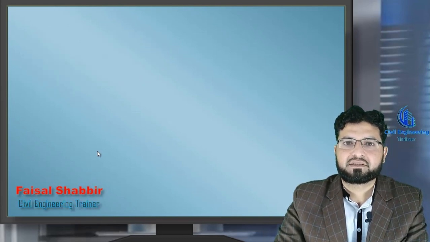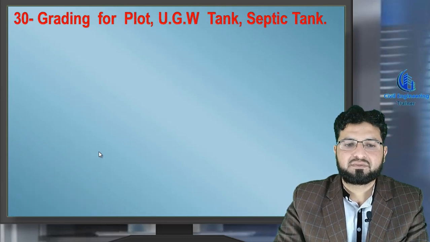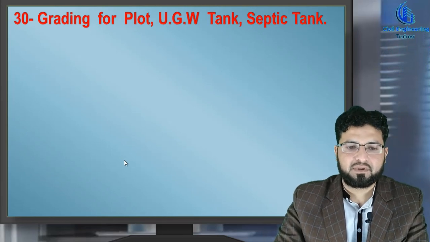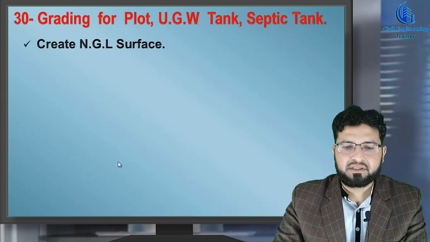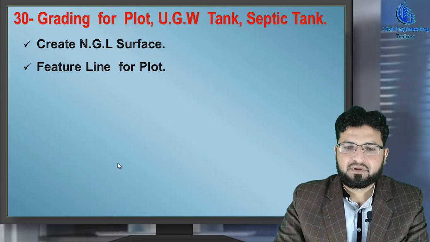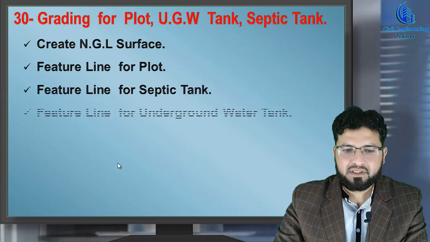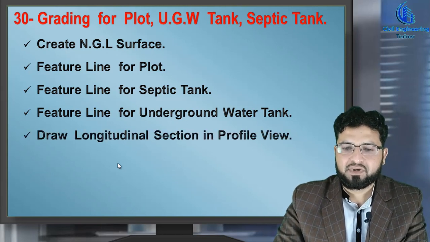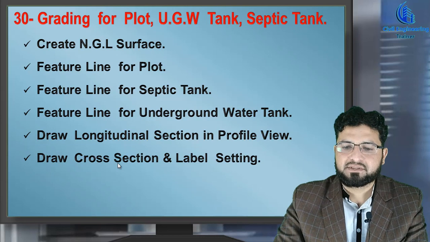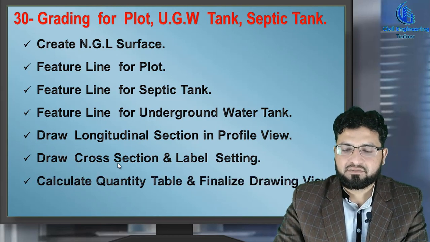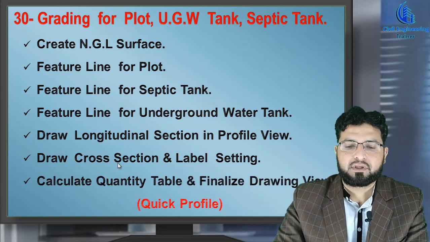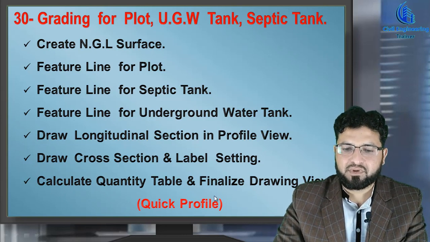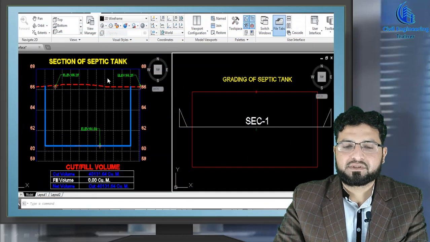Today we are starting another lecture of Autodesk Civil 3D. In this lecture we will discuss grading for a plot, an underground water tank and a septic tank. Our subtopics are: create NGL surface, feature line for plot, feature line for septic tank, feature line for underground water tank, draw longitudinal section in profile view, draw cross section and label setting, calculate quantity table and finalize drawing views, and quick profile. We make all sections with the help of quick profile. In this section we will discuss all these things.